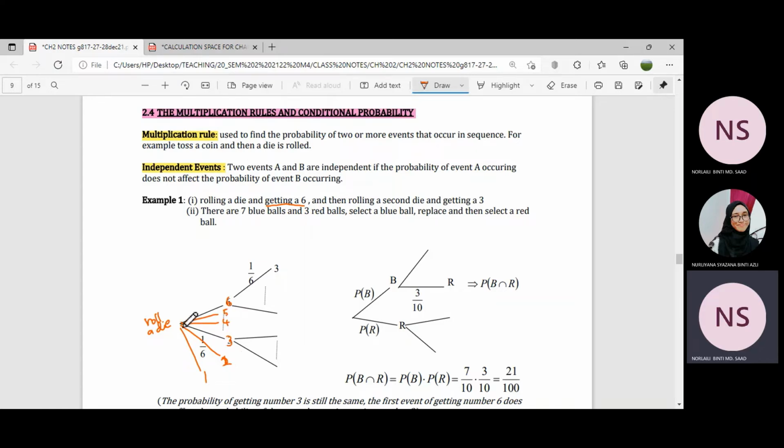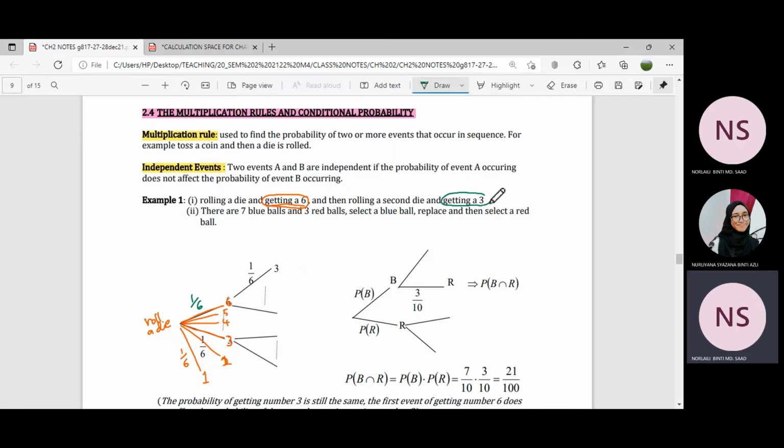So what is the probability of getting all these numbers? Let's say you want to get number 1, the probability is 1 over 6. The probability of getting number 5 is also 1 over 6, getting number 2 also 1 over 6, and in our case here we want to get a number 6. The probability of number 6 will be 1 over 6.